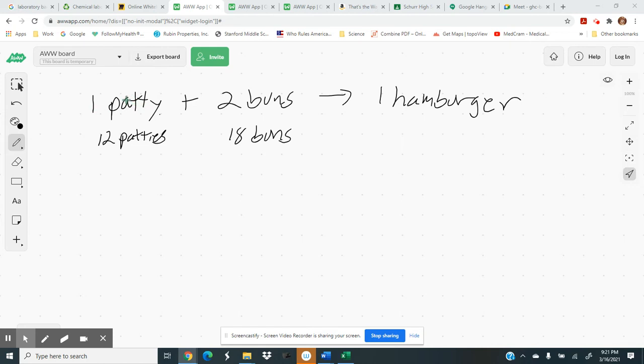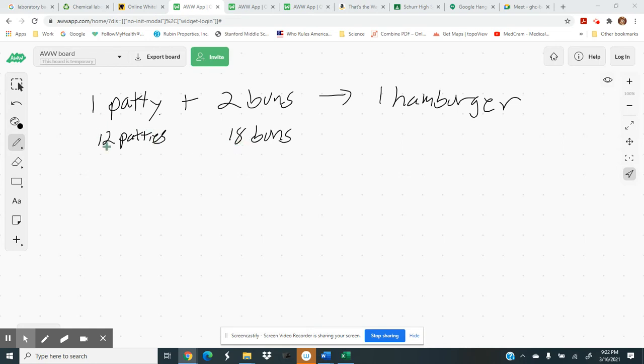Yesterday we said that in order to make a hamburger, it takes one patty and two buns to make one hamburger. So let's say you had 12 patties and 18 buns. Which is the limiting reactant? Some of you may already be able to see it now, but I want to show you how this works mathematically also, so that you can figure it out when the numbers aren't as easy to see. Some of you won't see it yet, some of you will. But when the numbers aren't so easy to see, you can calculate it out so you can determine which one is going to be the limiting reactant.